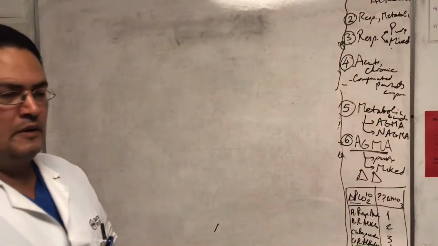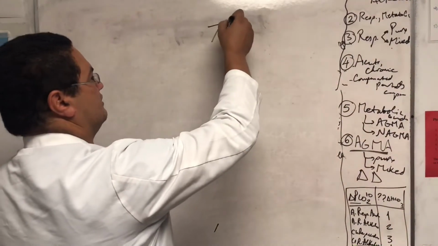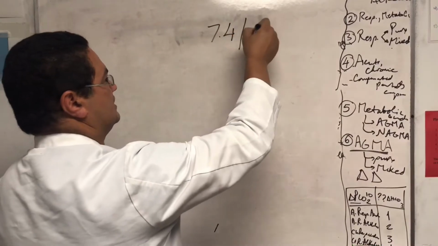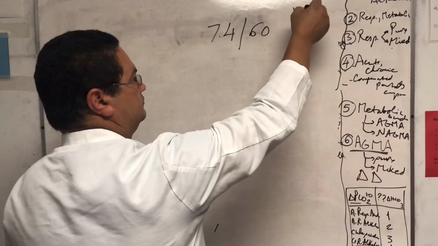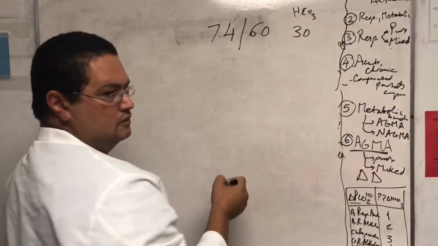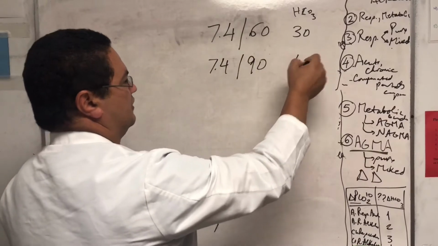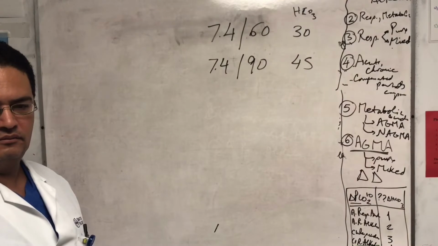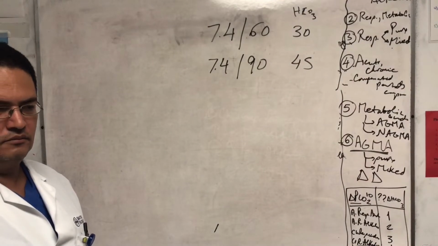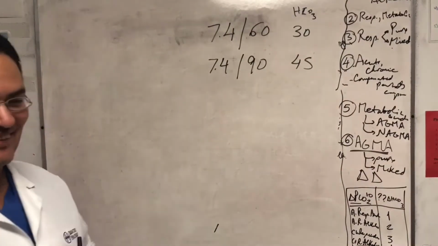So can I tell you, and you tell me, I ask you, 7.4, 60 PCO2, bicarb 30, and 7.4, 90 bicarb of 45. Which gas is better? The first one was better. Why? It's closer to baseline. That's a good question. That's a good answer.